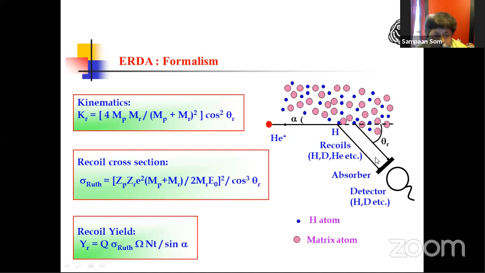And these are the formalism. Here also a kinematic factor is there, the recoil kinematic factor, and here also you can see how the energy value varies. Energy also varies with 1 by E0 squared, and a similar formula for recoil yield is there. So one can calculate precisely, in a non-destructive way, how hydrogen is distributed over a depth.